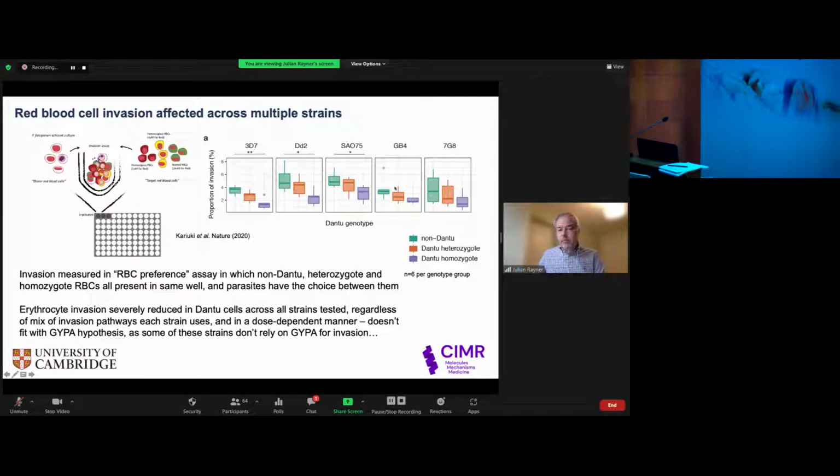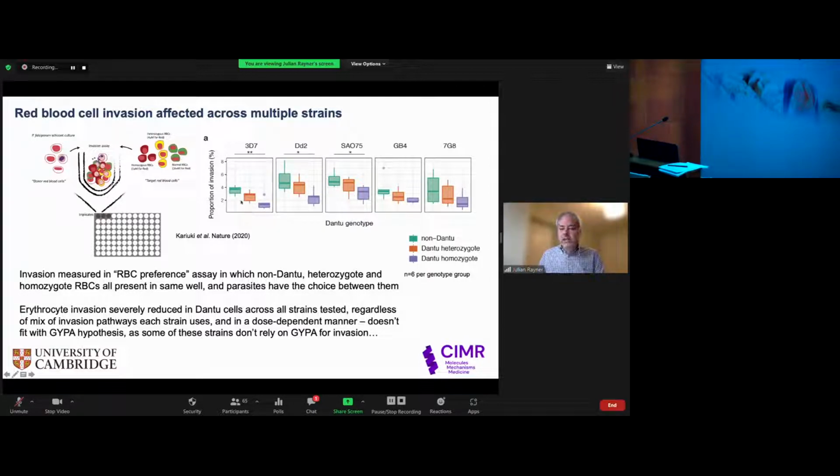And using that across a number of different strains, we could see a very clear dose-dependent effect on invasion. So these are wild-type cells, heterozygote, and homozygote, and invasion was down in the heterozygote relative to the non-Dan2, and then even further down in the homozygotes. And this was true across 5 different parasite strains taken from 5 different locations, including one from Kenya, from East Africa, because we thought there might be some local association with the local parasites. That didn't seem to be, and strains that use a variety of different invasion pathways.